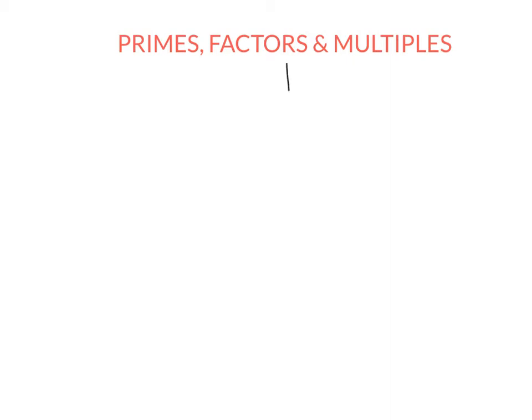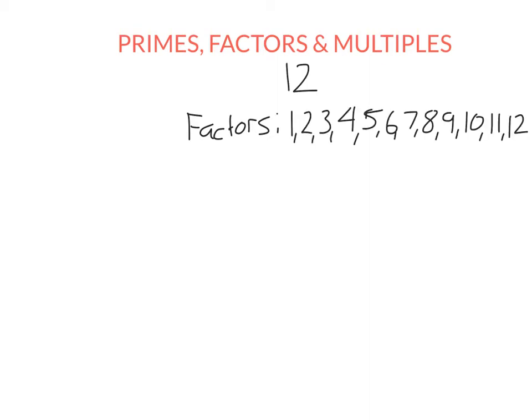So let's start with a number like 12. What we're going to first do is find the factors of 12. For the factors of a number, I'm going to check every number less than or equal to 12. A number more than 12 can't be a factor of 12. So I'm going to check each of these numbers to see whether or not it's a factor of 12. If it's a factor of 12, it means it goes into 12 evenly.